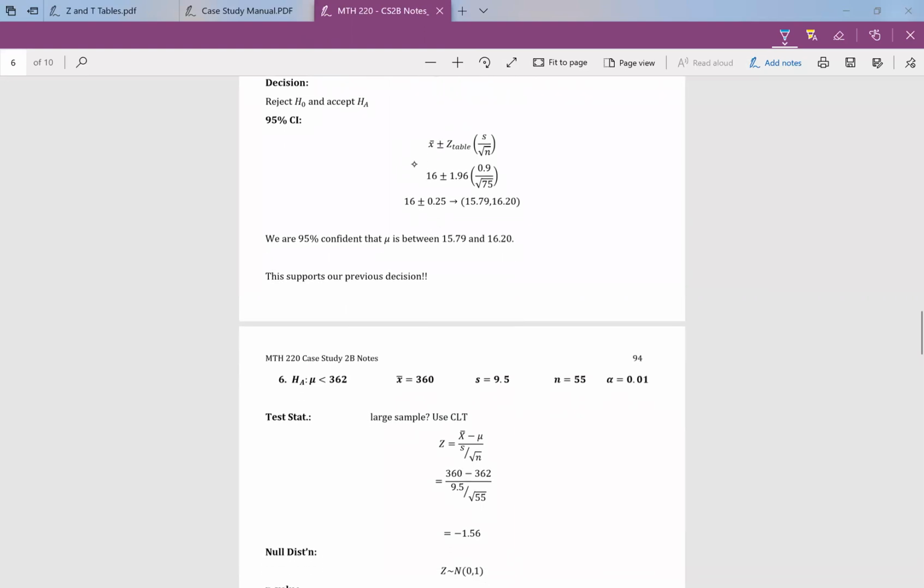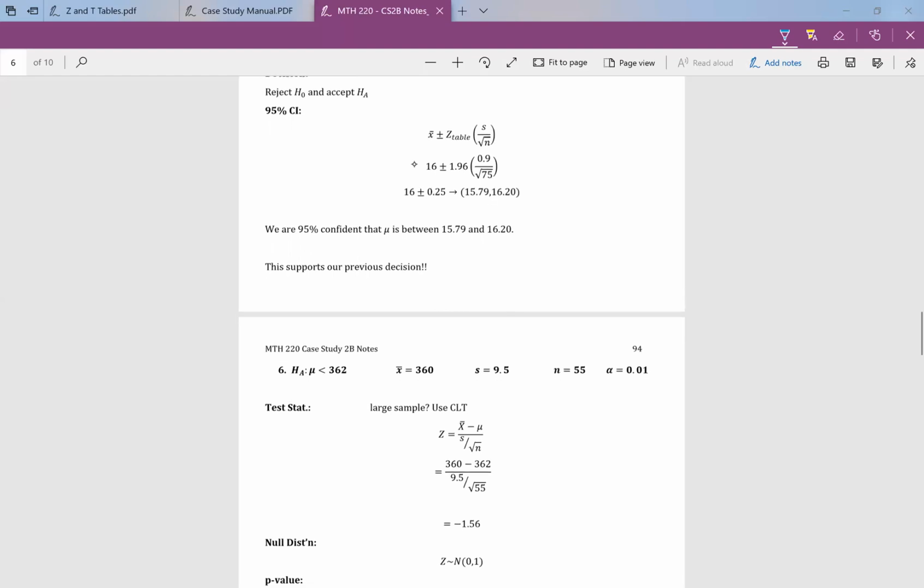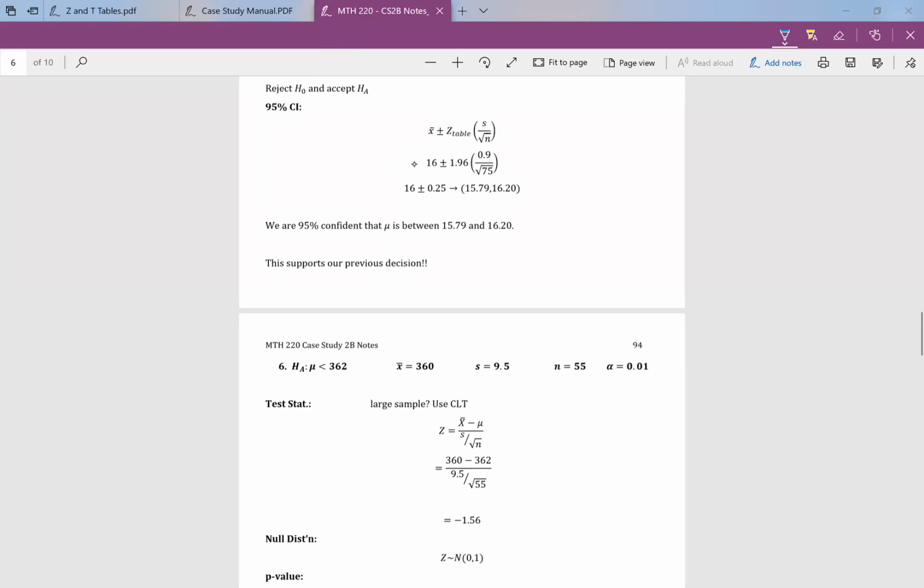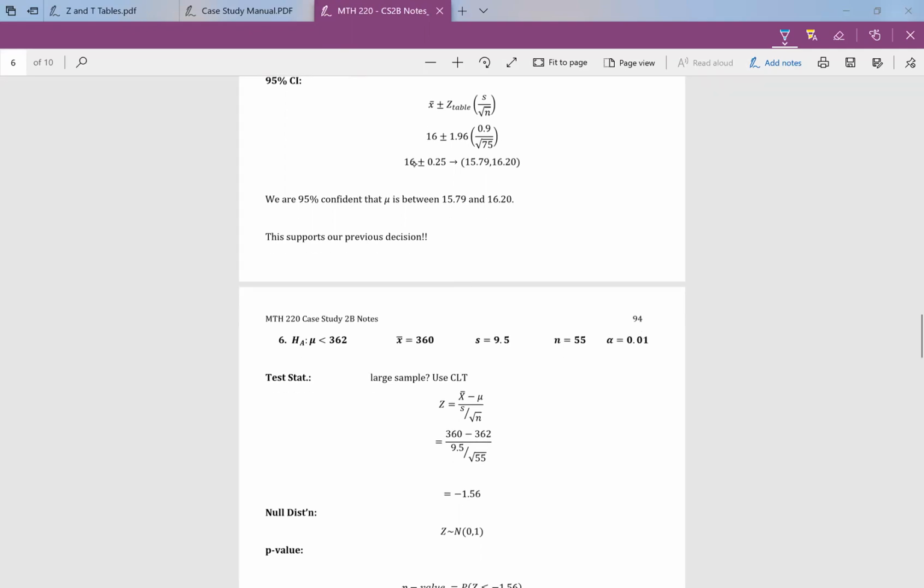The null distribution for all of our problems when we're talking about averages and our sample size is large, we're going to have a standard normal null distribution. The next thing is the p-value, and we will always want to start with our probability statement. So the probability of observing the value of our statistic or more extreme if H0 is true. So that's the probability that Z is less than or equal to negative 1.56.